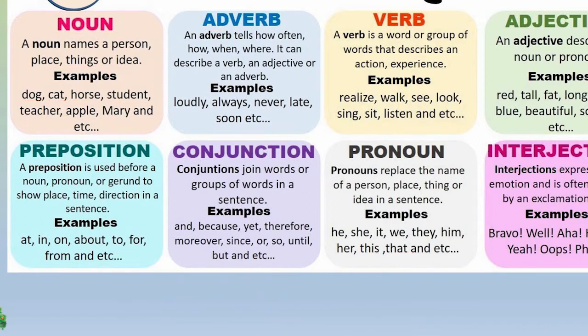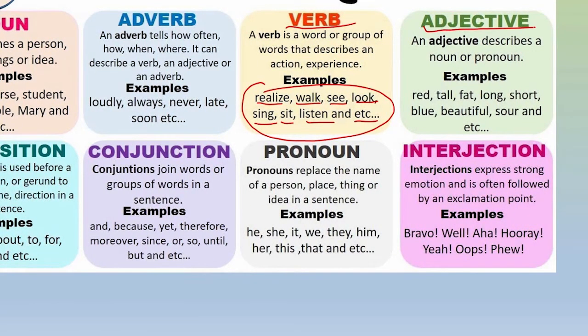Now look at the verb here. What is a verb? A verb is a word or group of words that describes an action or experience, like realize, walk, see, look, sing, sit, listen, etc. These are all examples of verbs here. It shows an action. Look at the adjective here. What is an adjective? An adjective describes a noun or pronoun. It tells you more about a noun or pronoun. Look at the examples here: red, tall, fat, long, short, blue, beautiful, sour, etc.